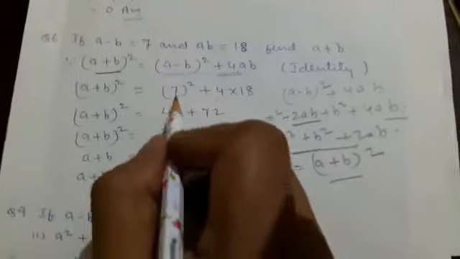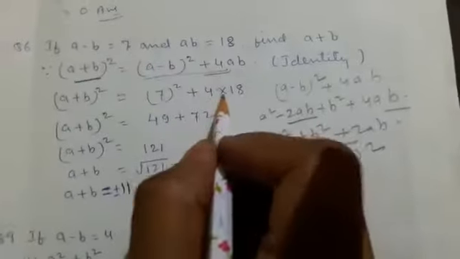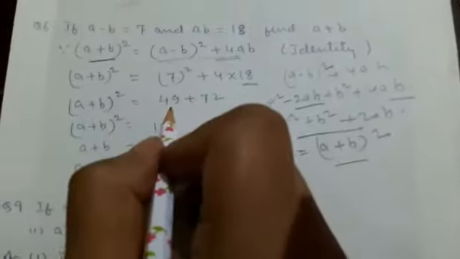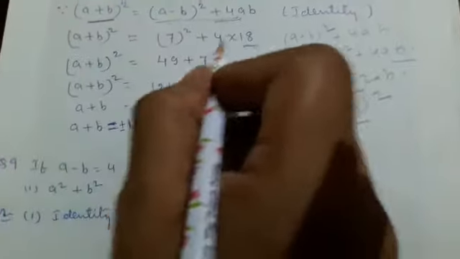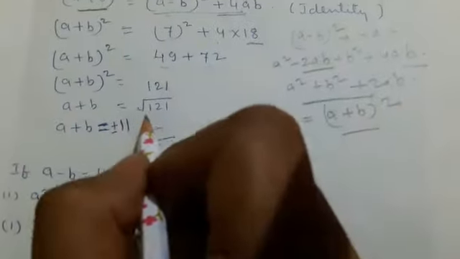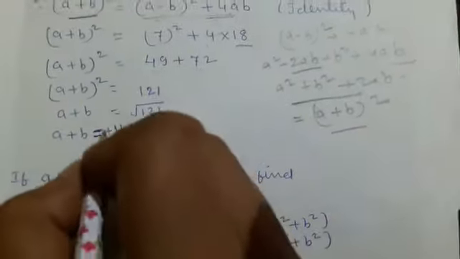(a minus b) is 7, so 7 square, plus 4 into ab, the value of ab given is 18. So (a plus b) whole square is equal to 7 square, which means 49, plus 18 times 4, which is 72. After adding we get 121. So a plus b is equal to root over 121. So a plus b is equal to plus minus 11. This will be our answer.